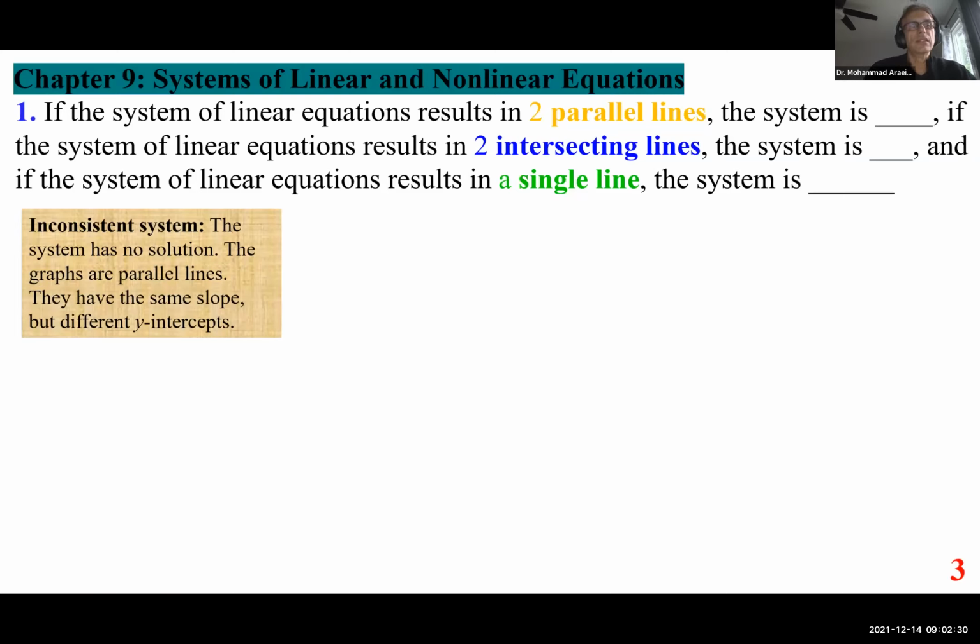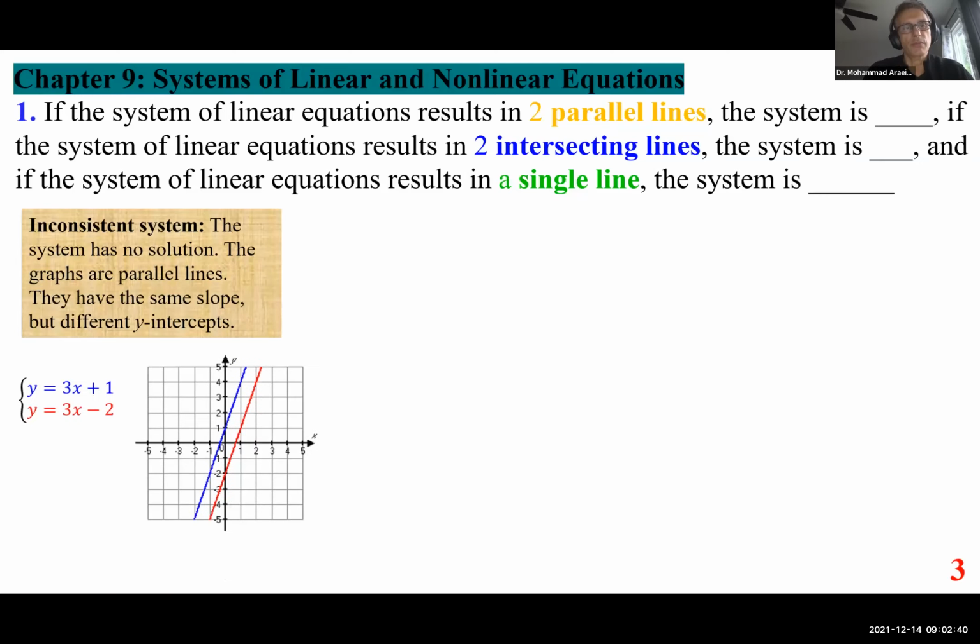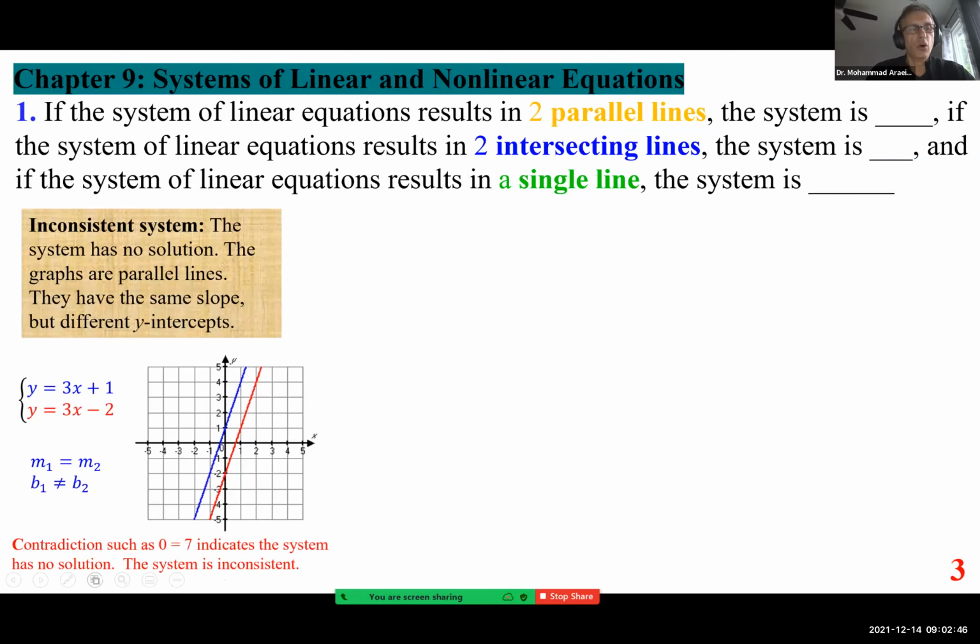Inconsistent system, the system has no solution. The graphs are parallel lines. They have the same slope, but different y-intercepts. Here's an example. And as you notice, they have equal slopes, but different y-intercepts. That's extremely important to see. Equal slopes, different y-intercepts. B1 is not equal to B2.